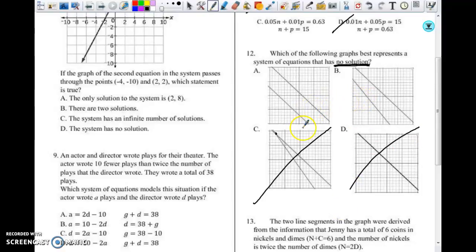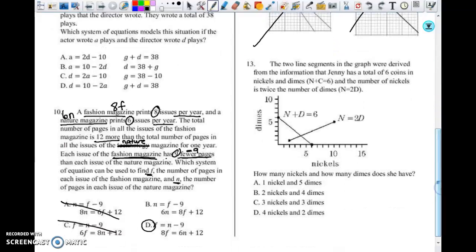So now I'm left with these two. They both don't touch. However, looking at this one, if I keep going in this direction, moving up to the left, don't you think they would eventually touch? Somewhere up here, they probably touch. So would this be no solution? No, it would not. It's these. These are parallel. They're moving at the same rate in the same direction. Those lines never touch, meaning we have no solution. So it's A.